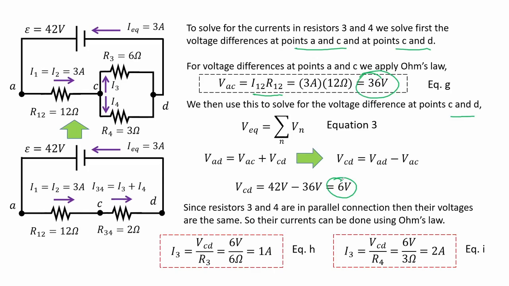So their currents can be found using Ohm's law. We see that the current at resistor 3 is 1 ampere, shown in equation H, and the current at resistor 4 is 2 amperes, shown in equation I.